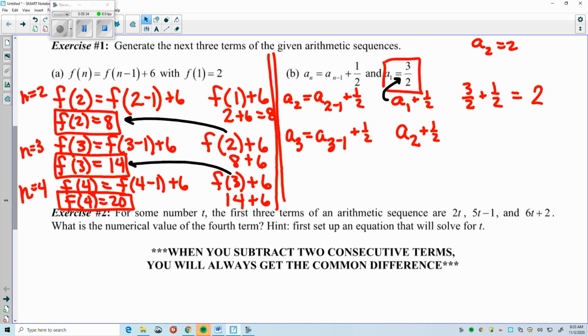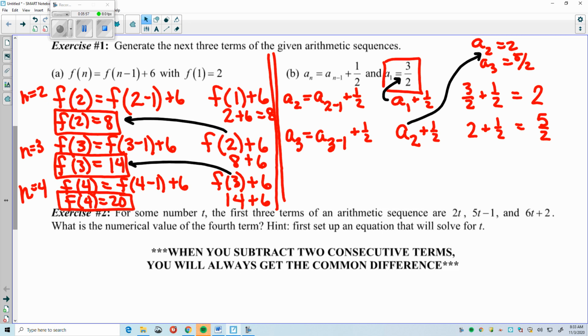So again, our a sub 2, if I were to find that, we know up there a sub 2 is 2. So now I have 2 plus 1 half. So I could say that's 2 and a half. I could say it's 2.5. I could say it's 5 halves. Any of those is okay. Okay. So then I'm going to make a list again. So a sub 3 now I know is going to be 5 halves.